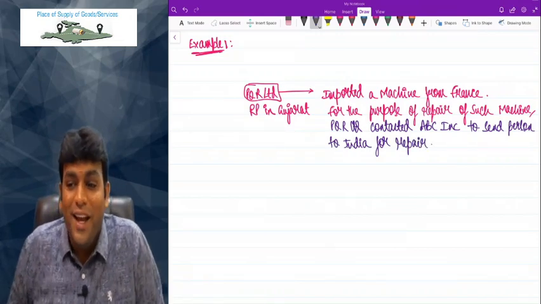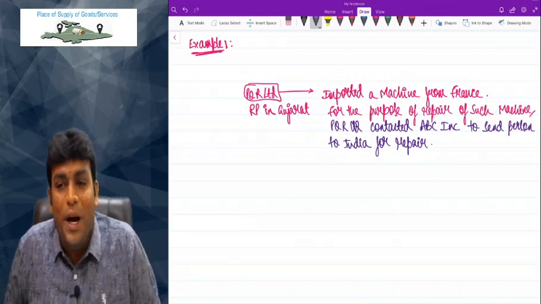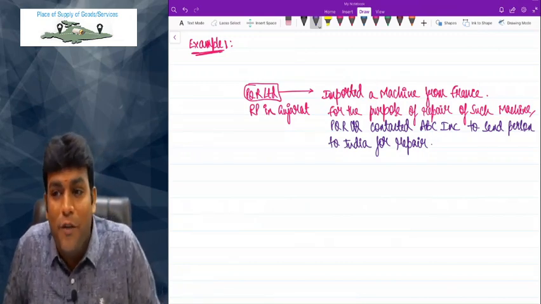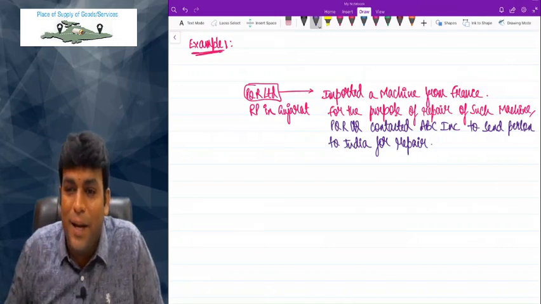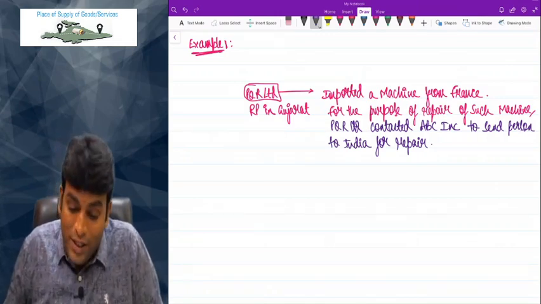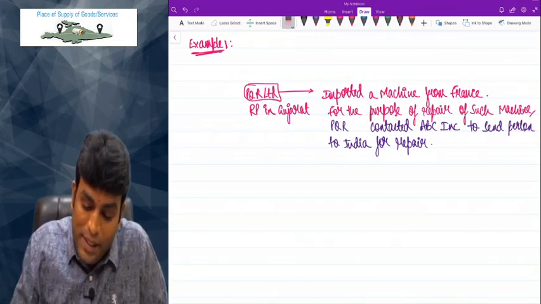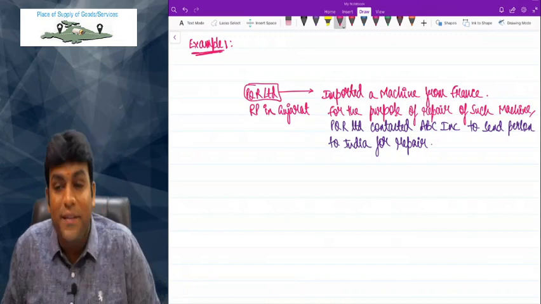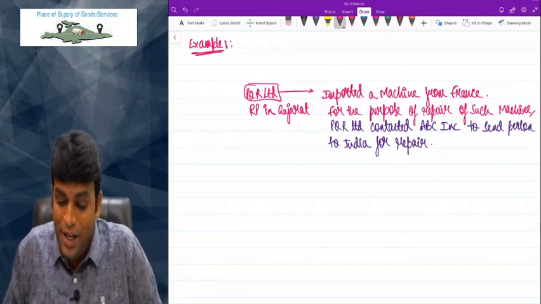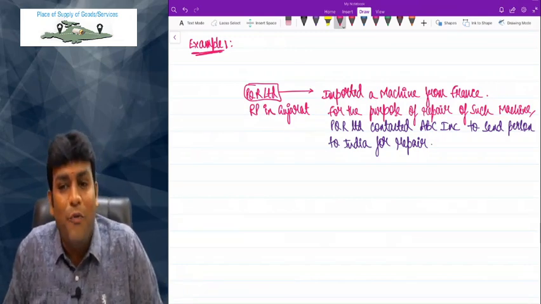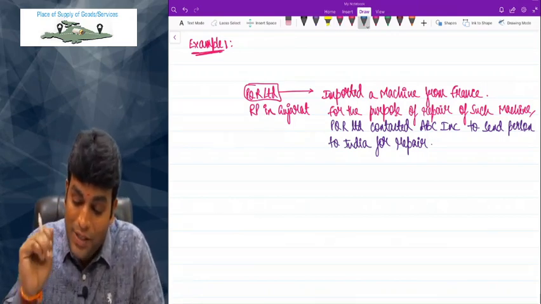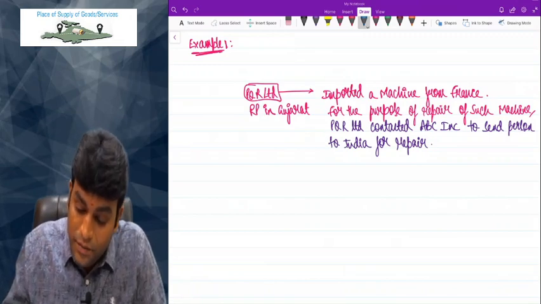What has happened originally, sir? There is somebody called PQR Limited who are registered person in Gujarat, and they imported a machine from France for the purpose of repair of such machine. What has happened? PQR Limited contacted whom, my dear friends? They contacted ABC Inc. to send a person to India for the purpose of repair. Correct, right? I'll ask you one question. Now, ABC Inc. is basically of France, my dear friends.